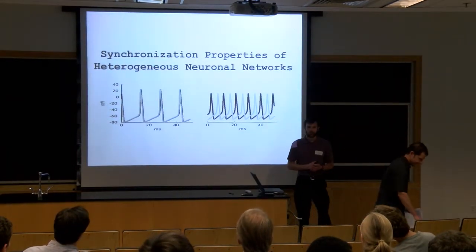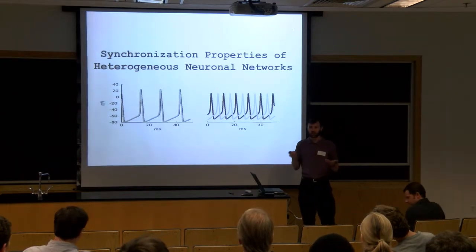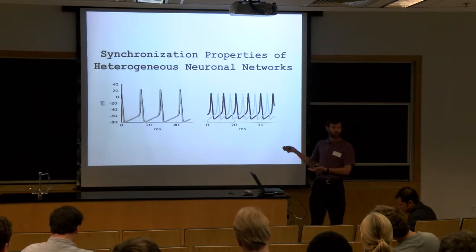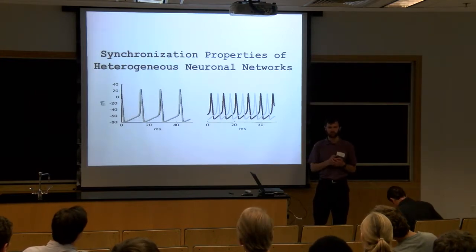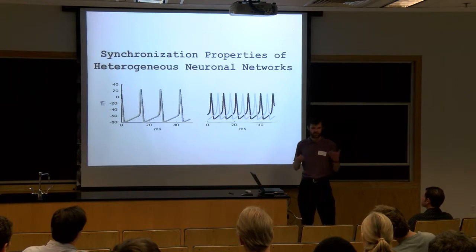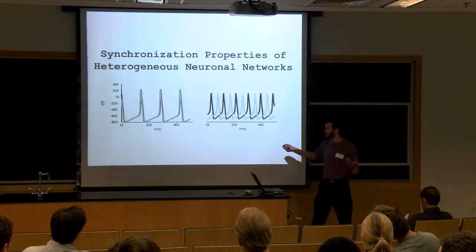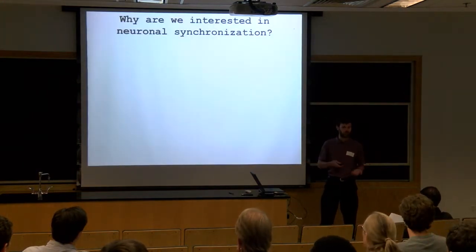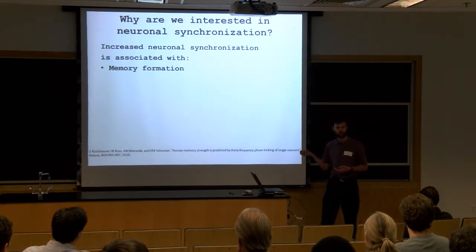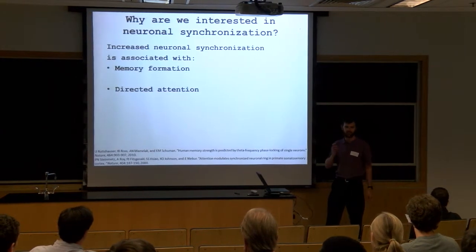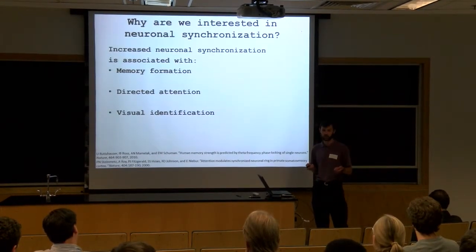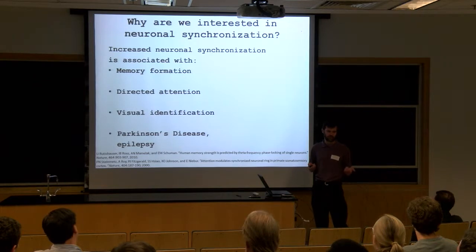All right. So, as mentioned, I'm Brandon Schurter, and I worked this summer at Ohio Wesleyan University with Dr. Fink to study neuronal networks, and in particular, their synchronization properties. So, synchrony occurs in a network when all the neurons are firing simultaneously instead of just randomly. And we are interested in this because it has been associated with a number of important brain functions, including memory formation, directed attention, and visual identification. On the flip side, it has also been associated with disorders like Parkinson's disease and epilepsy.